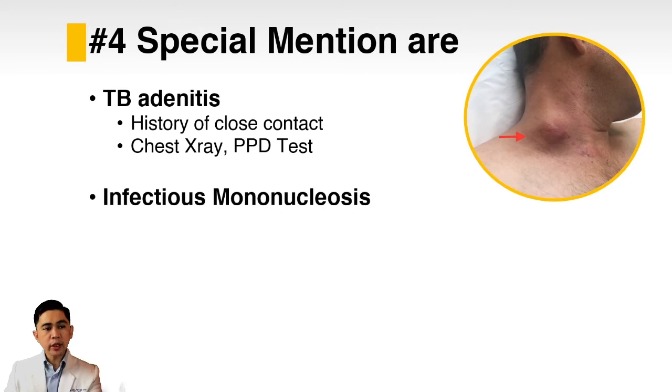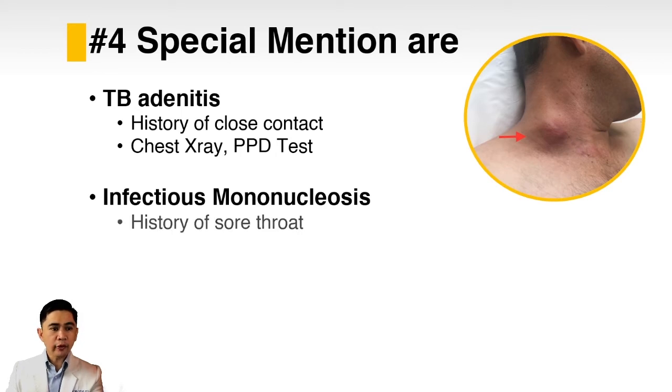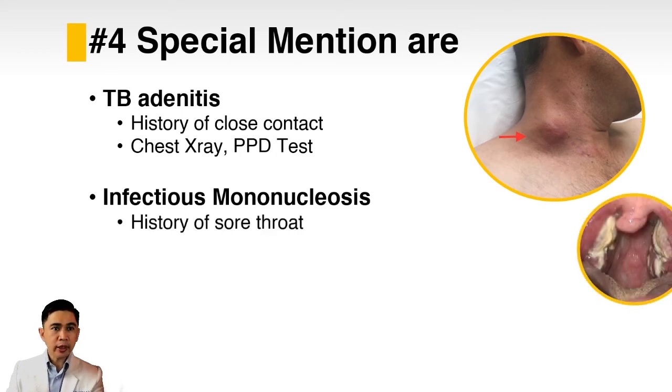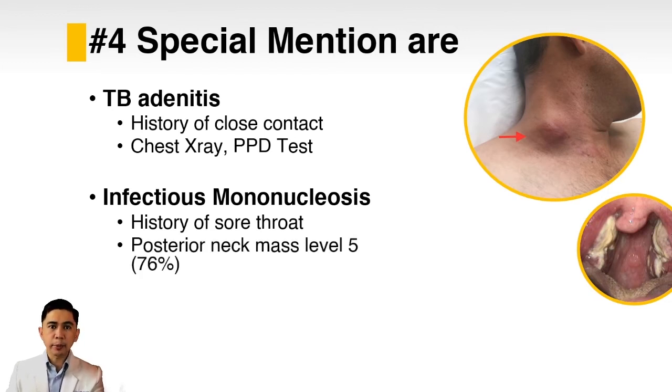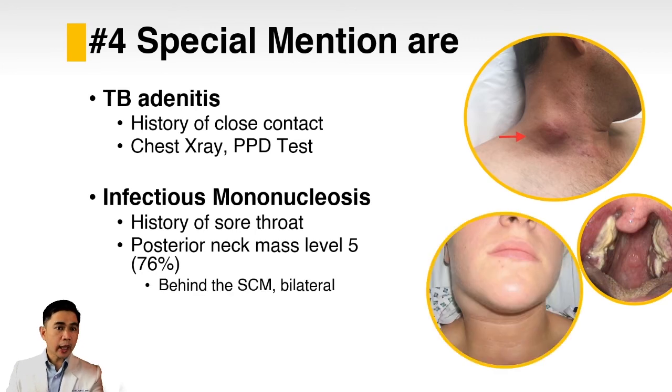The next special mention is infectious mononucleosis. Infectious mononucleosis presents as a neck mass, but usually they have a history of a sore throat. Sometimes it is an exudative tonsillitis. And there are posterior neck masses on level 5 in 76% of patients. It is usually behind the sternocleidomastoid muscle, and in literature, they say it is bilateral.